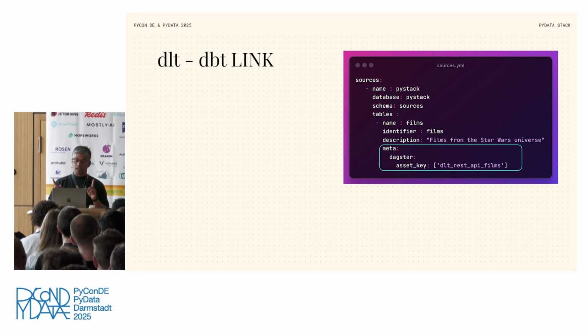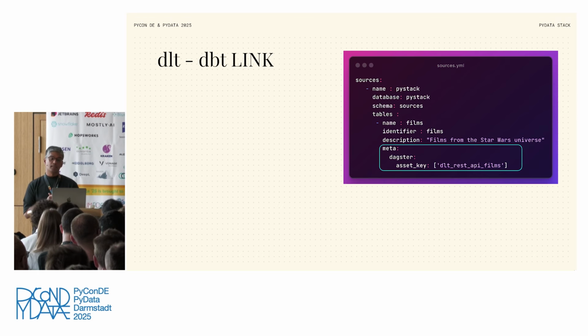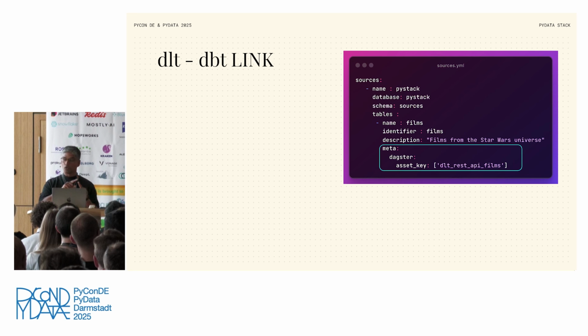Now, how do you join DBT to DLT? This took a little bit of working out, and really, all you need to do is specify the asset key that Dagster gives to your DLT asset in your DBT project. So this is the sources.yaml file where you declare the sources that are coming into your DBT project. And by passing this extra bit of configuration, it allows Dagster to join up your landing table with the actual pipeline asset.